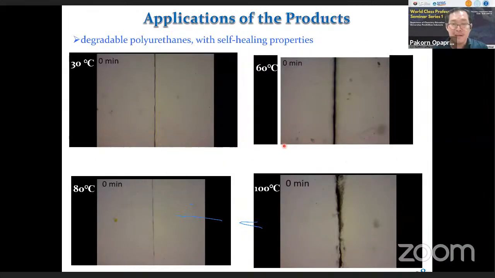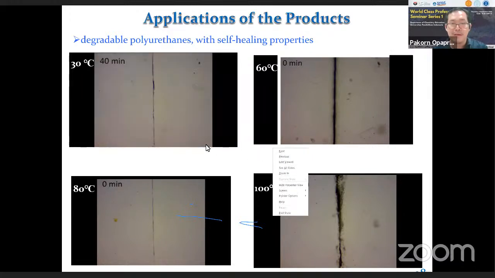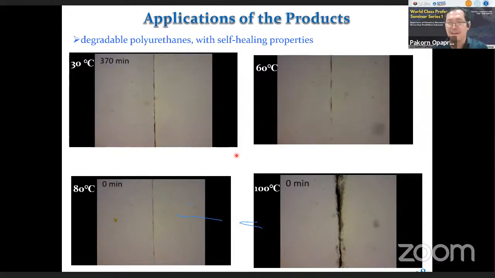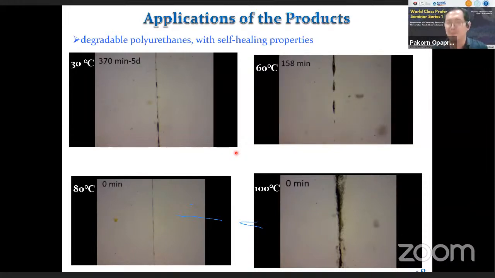And this video can show the healing behavior. If we make a cut on the surface of this polymer and then heat it to around 50 or 60 degrees Celsius, it can be healed.